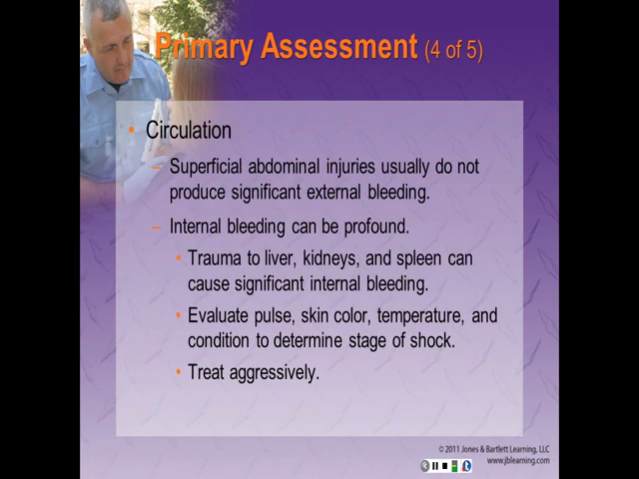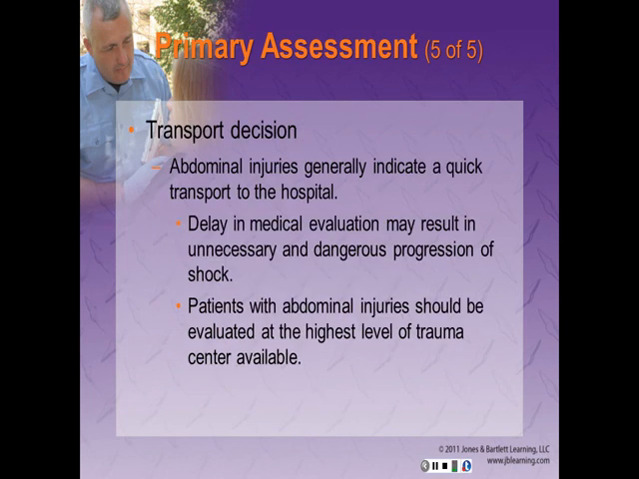Evaluate circulation. Superficial abdominal injuries usually do not produce significant external bleeding, but the internal bleeding can be profound. Trauma to the liver, kidneys, and spleen can cause significant internal bleeding. You should evaluate pulse, skin color, temperature, and condition to determine what stage of shock your patient may be experiencing. And if the patient is in shock, they need to be treated aggressively.